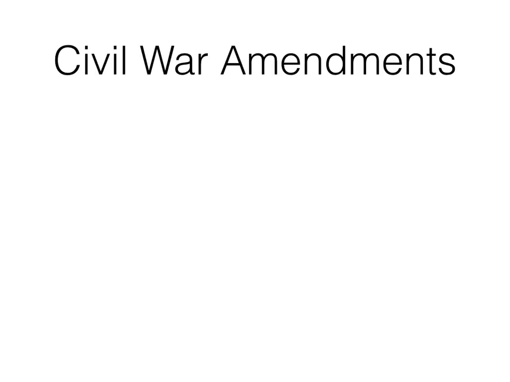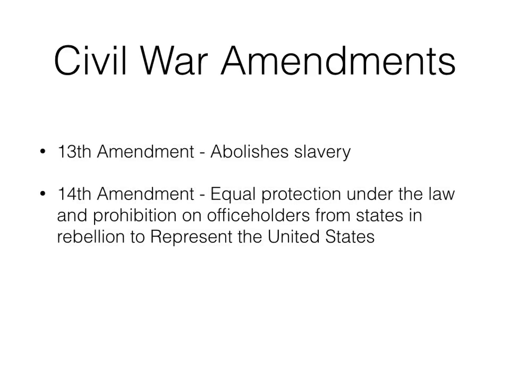The way that the United States brings the South back into the Union is they require each state to get a certain amount of people to swear their allegiance to the United States, and the southern states have to agree to ratify the 13th, 14th, and 15th Amendments. The 13th Amendment abolishes slavery. That's pretty straightforward. The 14th Amendment, which we've talked about repeatedly already, gives equal protection under the law and a prohibition on office holders from states in rebellion to represent the United States. That means that if you worked for the Confederate States of America to actively overthrow the United States, you can't run for Congress because we don't trust you, basically.